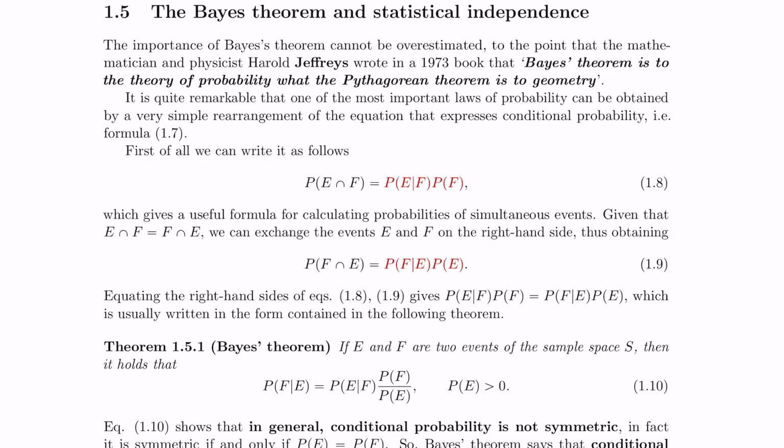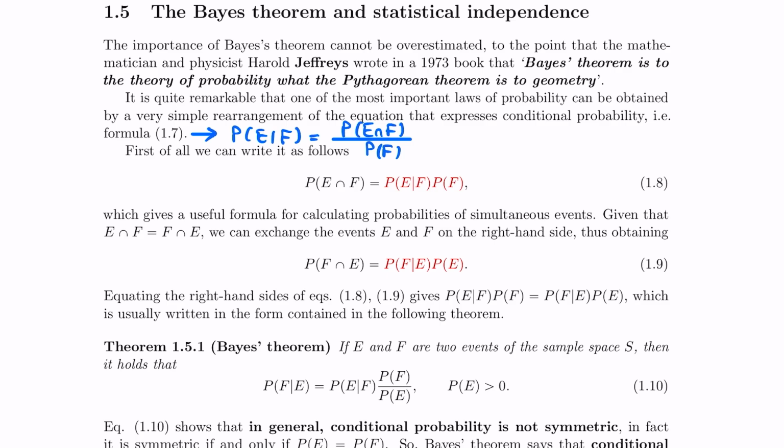Remarkably, this important theorem can be obtained simply by rearranging the definition of conditional probability, that is, this formula here. The formula was this one, so if we multiply each side by P of F, we obtain this formula here. That is, the probability of the simultaneous occurrence of events E and F is equal to the conditional probability of E given F multiplied by the probability of F.